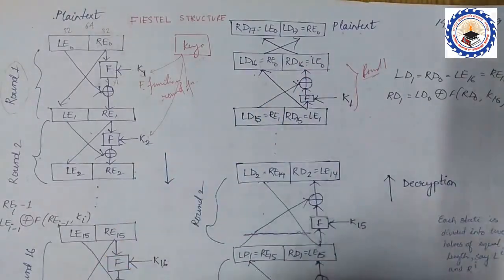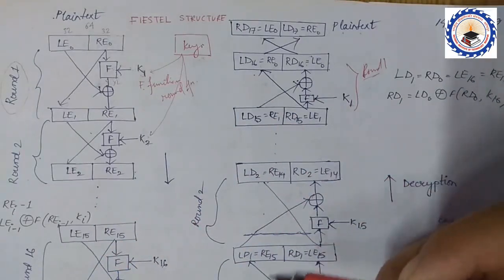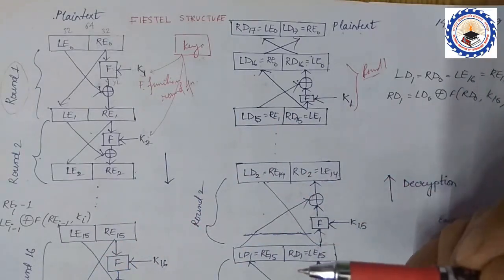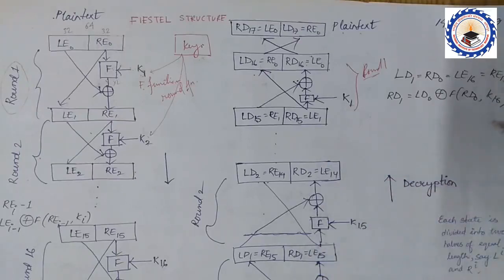This is how a Feistel structure works. You can go through this. I have also written the notes and given the formulas: how we swap the values, how we interchange the values, how we make values equal. Everything I have written, you just check and try to understand what the Feistel structure is.